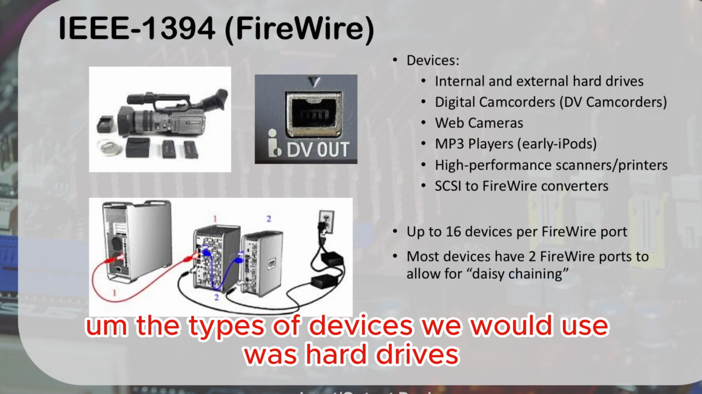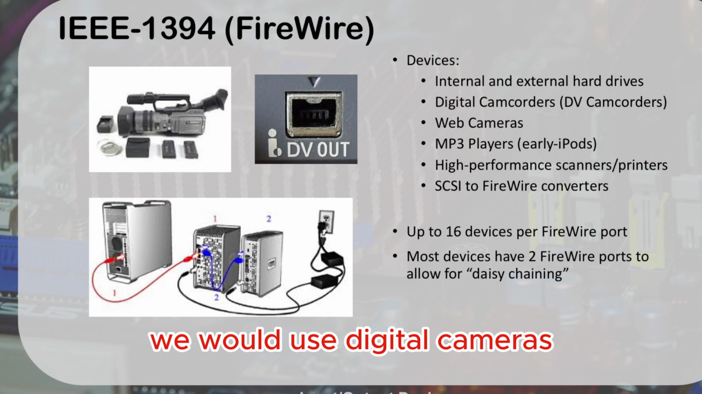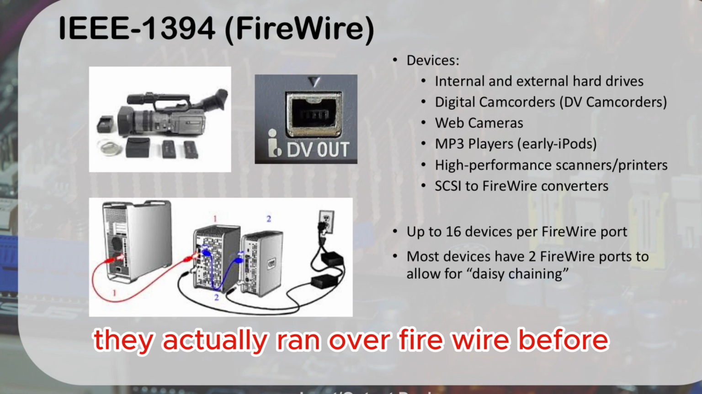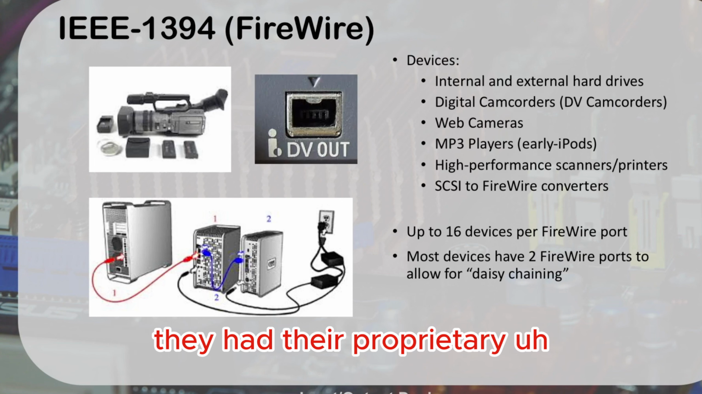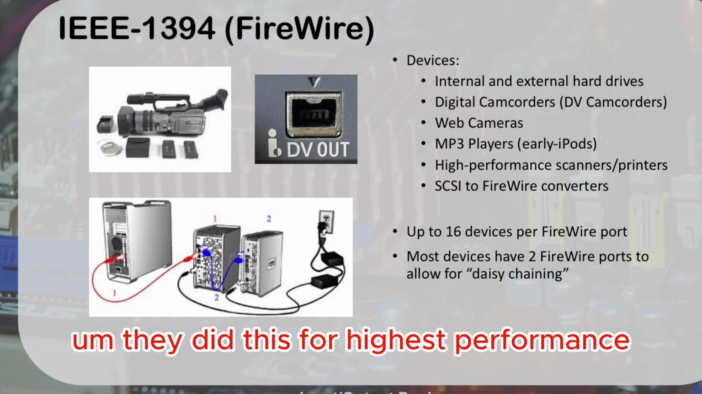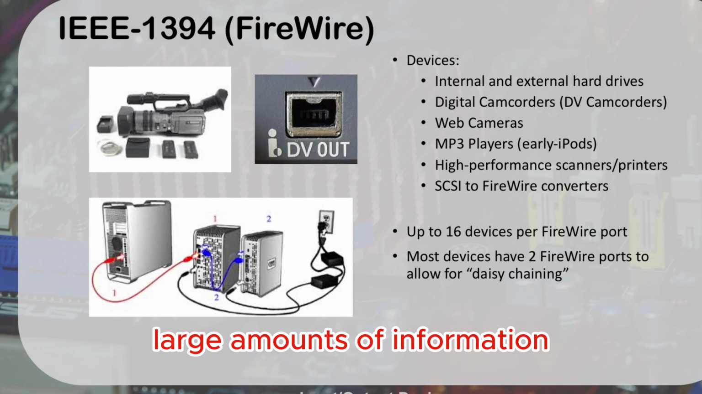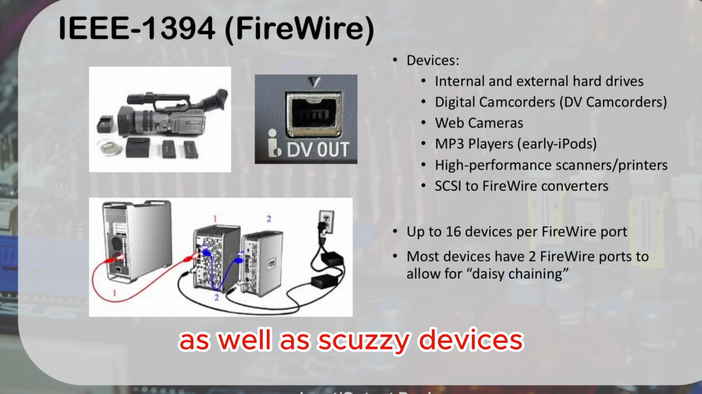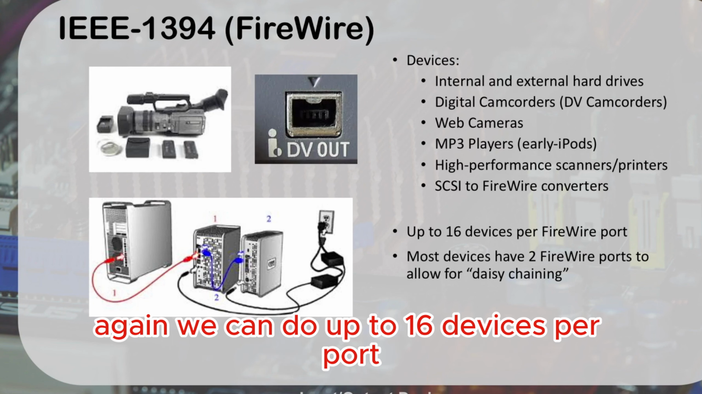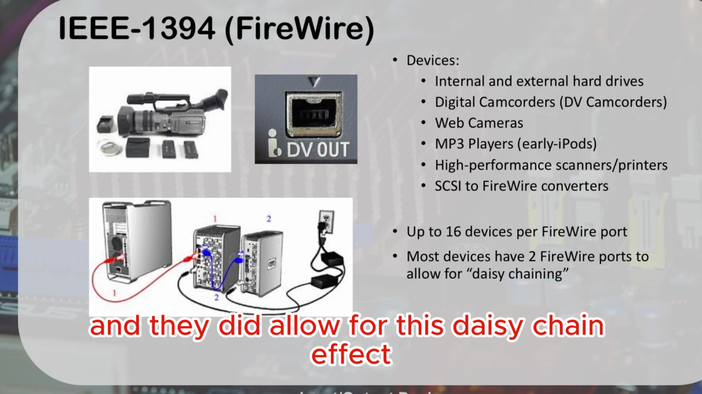The types of devices we would use were hard drives. We would use digital cameras, web cameras, MP3 players, including the first iPods. They actually ran over FireWire before they had their proprietary cable that they used over USB. They did this for high-performance scanners and printers, and anything that needed to transfer large amounts of information, as well as SCSI devices, which we'll talk about a little bit as well. Again, we can do up to 16 devices per port, and they did allow for this daisy chain effect.